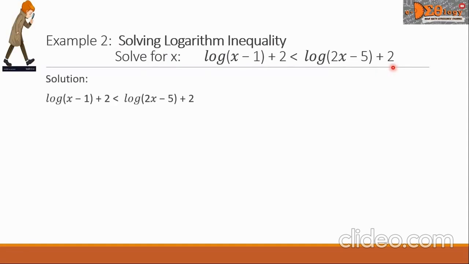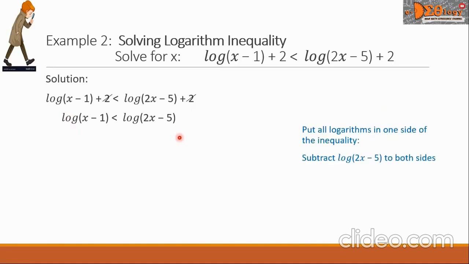For our solution, let us copy again this inequality down here. And the next step is to subtract positive 2 to both sides of the inequality. We can see that both sides have the constant 2. So if we subtract 2 to both sides, the constant 2 here will be cancelled out. And then let us copy the remaining logarithms on the next line.